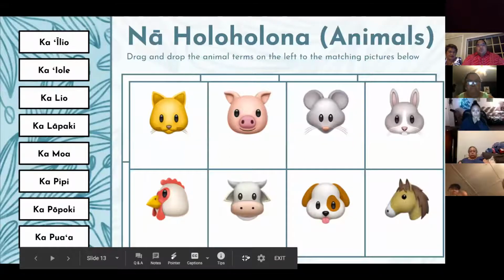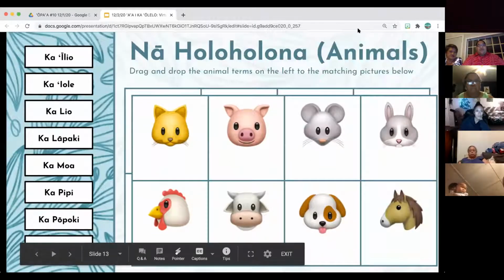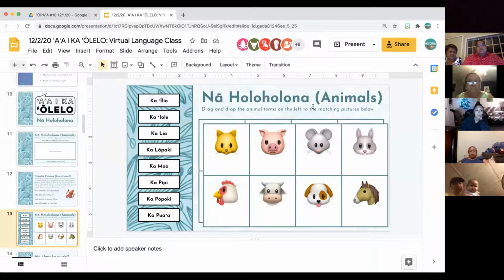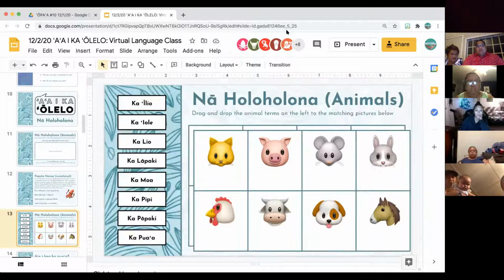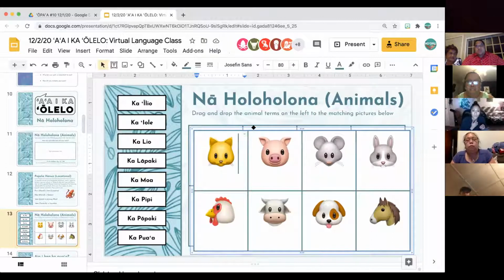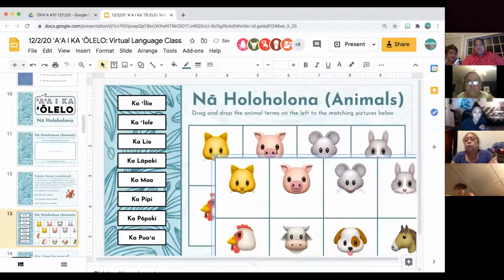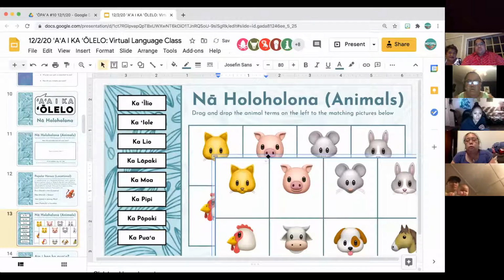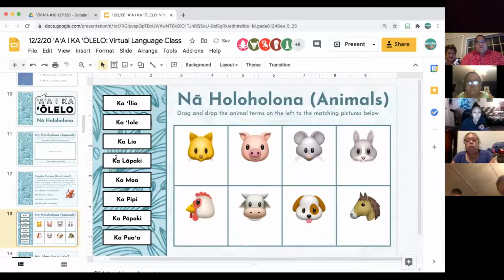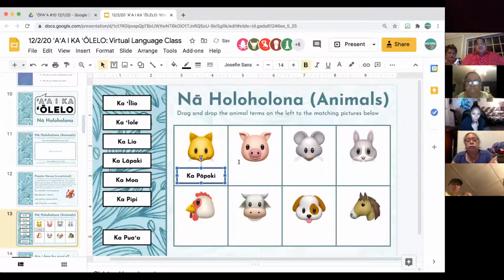Okay. All right. So let's just go over a few of our animal terms right here. I'm sure you guys know some of them, but I'm going to call on a few of you, and you want to take a guess at what these animal terms are using what we have on the left-hand side. Okay, let's start with Malulani. Can you give us this first one? The first one is the popoki. Yeah. Kapopoki, thank you. So everyone, repeat after me. Popoki. Popoki is your cat.